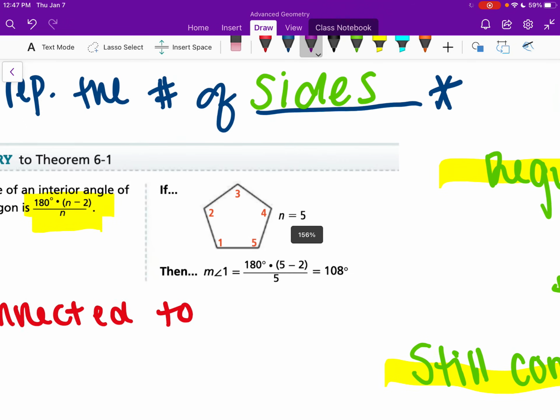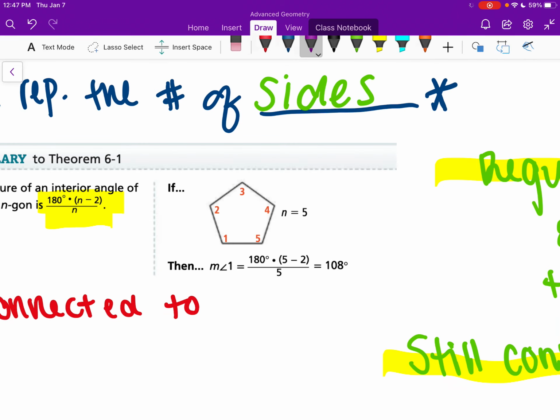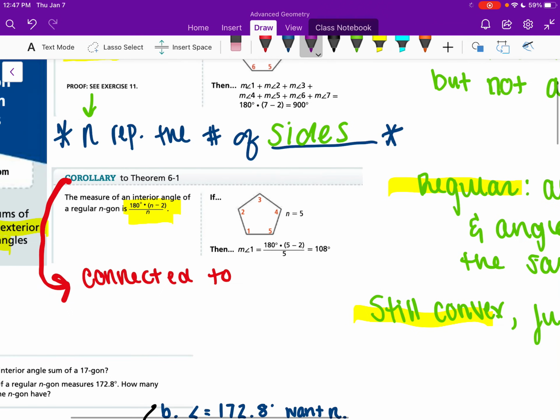So look at this pentagon we have here. It is a regular polygon because all sides and angles are the same, which is how we can find the measure of all those angles by dividing by the number of sides. So let's use those two formulas in practice.